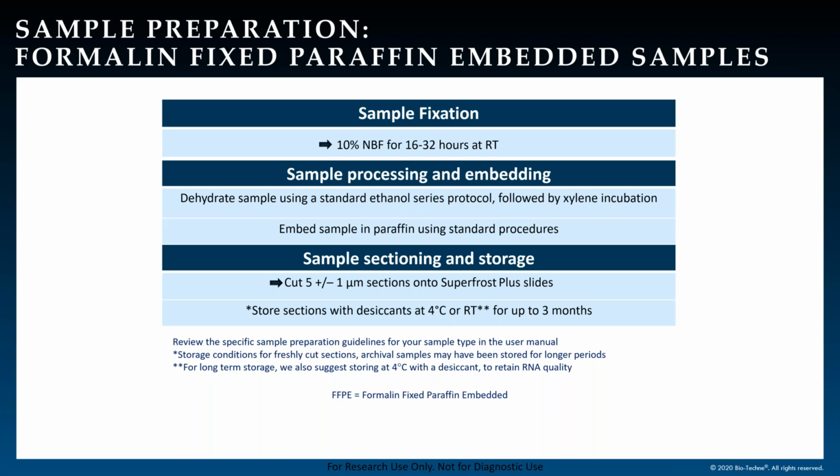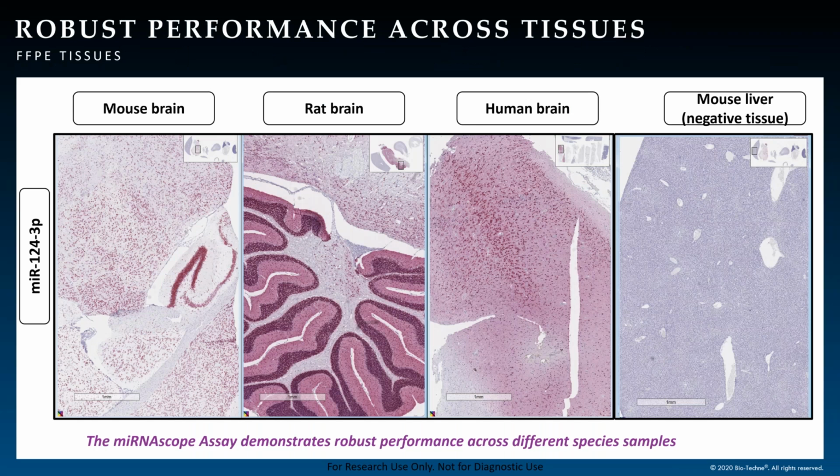In order to preserve RNA quality, it is recommended to store sections with desiccants at room temperature for up to 3 months. For long-term storage, it is best to store at 4 degrees with desiccant. With proper sample prep and pretreatment, you can see robust assay performance in various species of formalin fixed paraffin embedded tissue samples. Here, miR-124-3p is detected in the mouse, rat, and human brain tissue with abundant signal detected as expected.